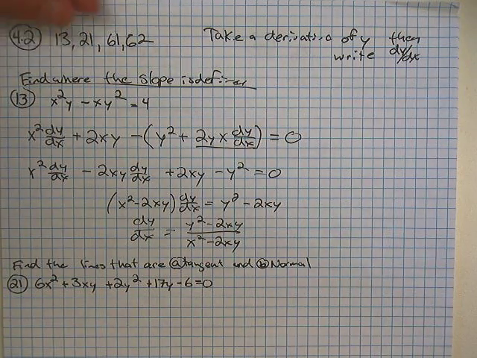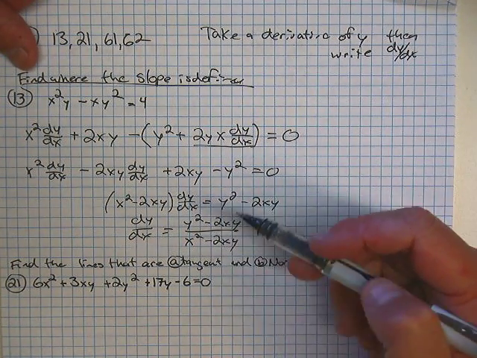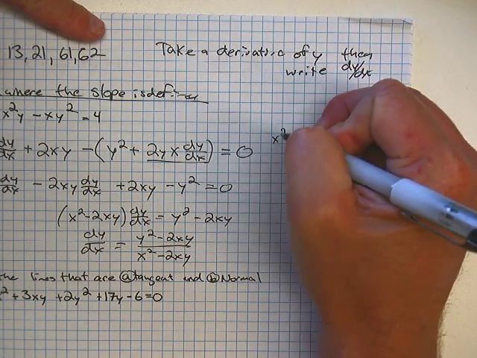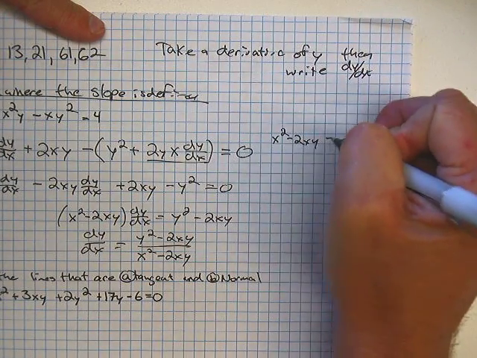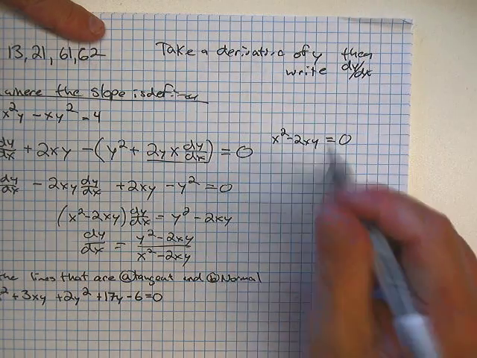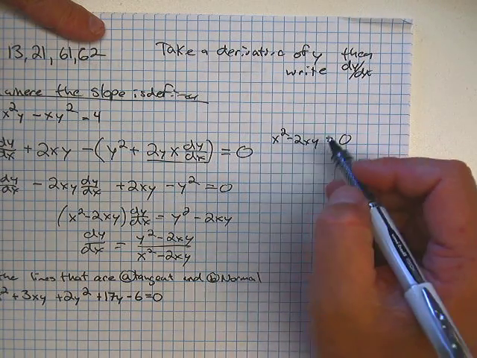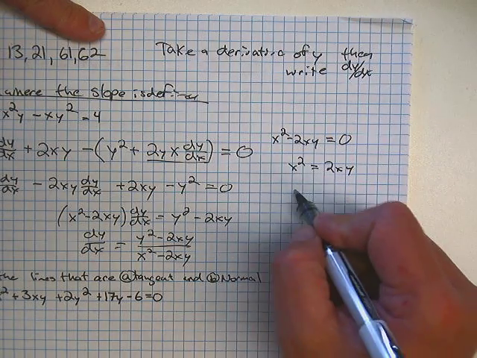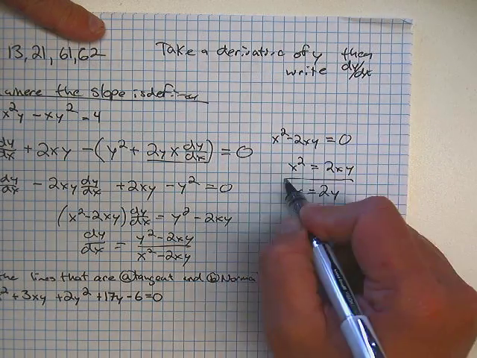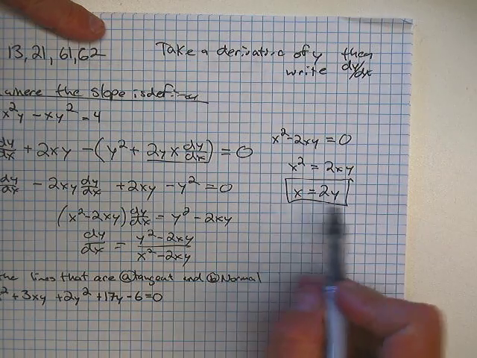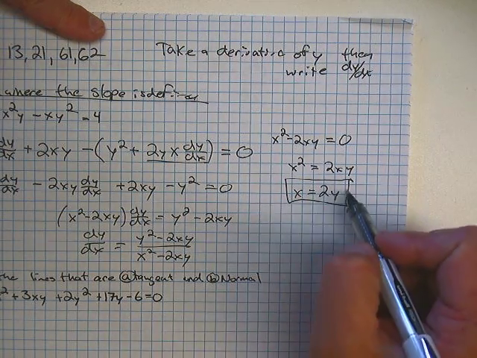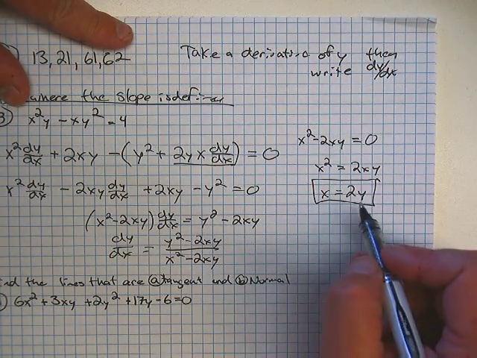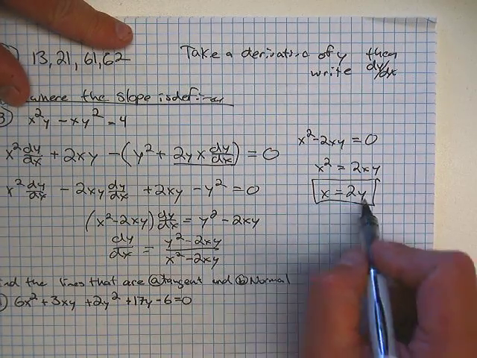Alright, so remember the derivative does not exist when the denominator equals 0. So I would just take that denominator, x squared minus 2xy, and make it equal to 0. Let's say x squared equals 2xy, divide by x, x equals 2y. So the derivative does not exist anywhere x equals 2y. So we've got to plug that back into our original equation to figure out where this exists. Where does x equal 2y?